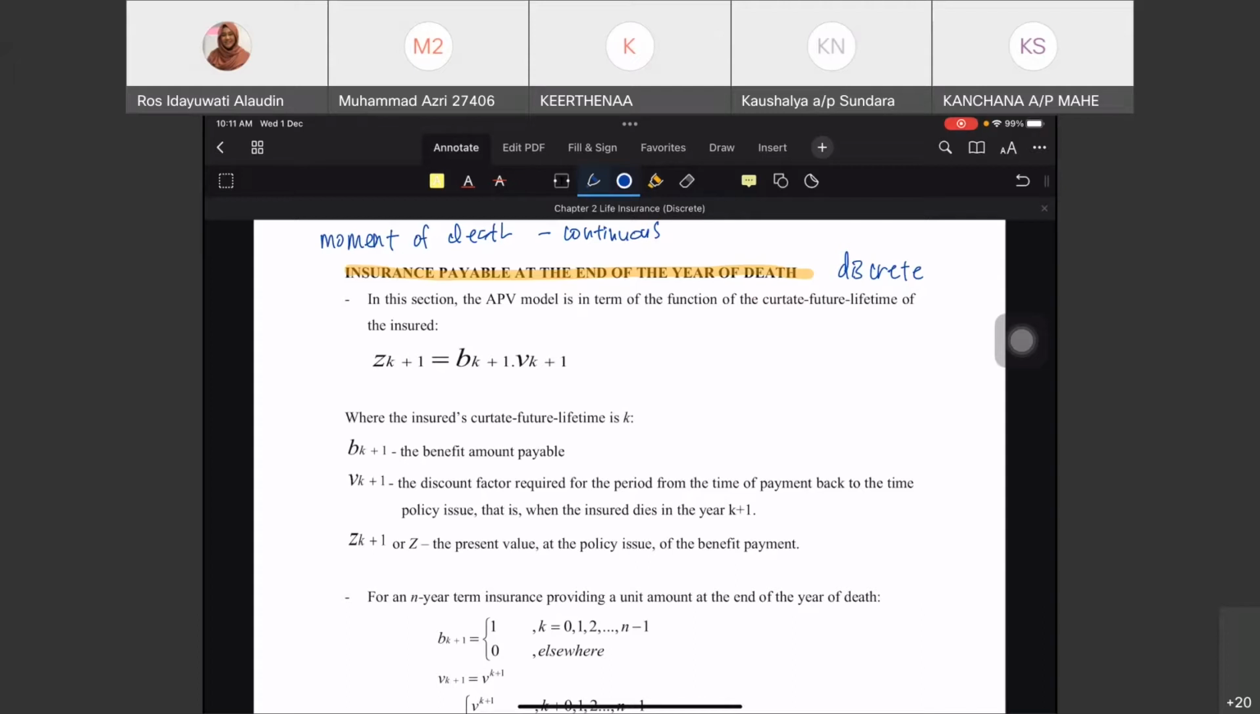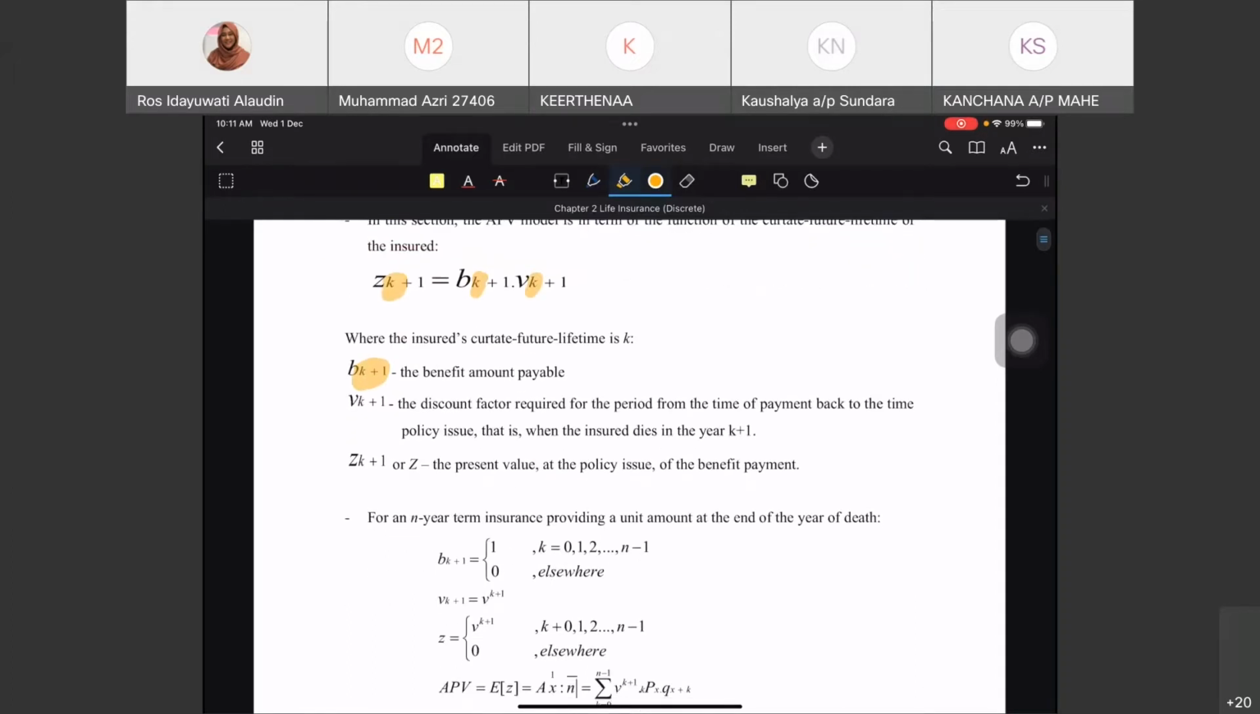So before this, we use T for the time of death. So we have BT, we have VT, we have ZT for the benefit. However, now we use K. So BK plus 1 is the benefit amount payable. In the continuous, we use BT. So it means the same thing, but we use a different variable. However, we start with plus 1.